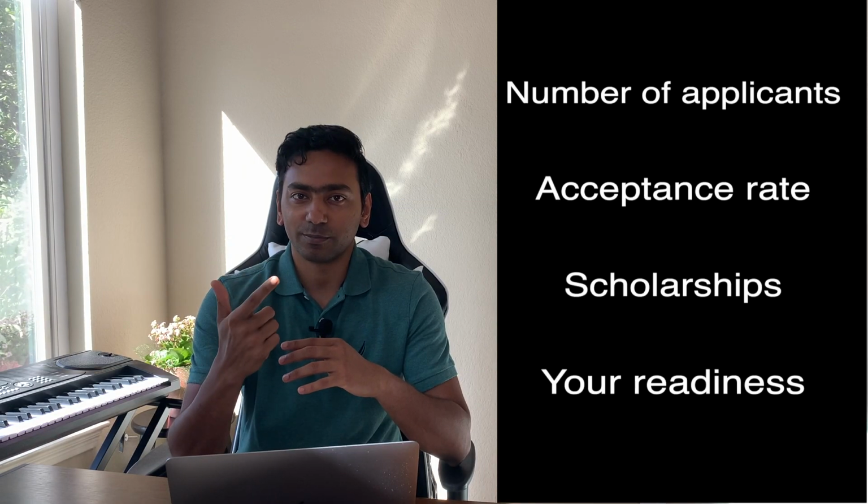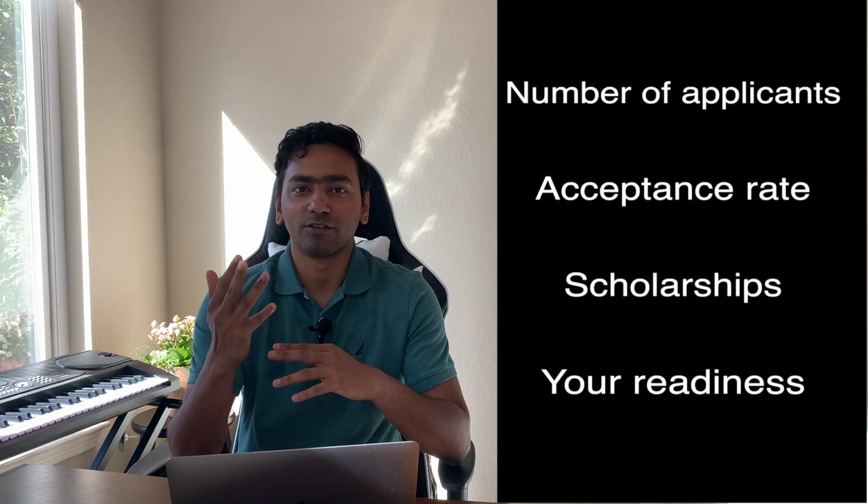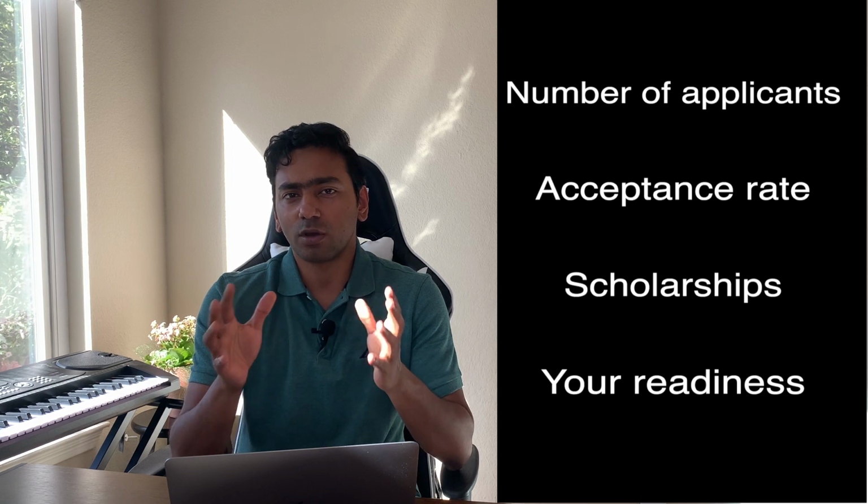Let's compare round 1 and round 2 based on 4 parameters: number of applicants, acceptance rate, scholarships, and your readiness. For the top 15 or top 20 schools in the US, on average 30% of their applicants apply in round 1, 60% apply in round 2, and the remaining 10% apply in round 3.